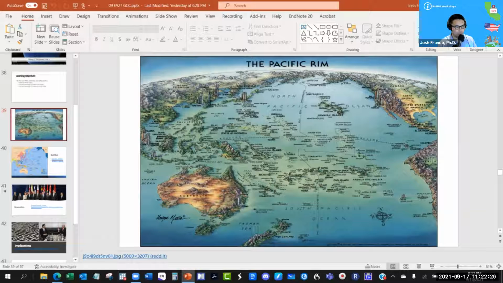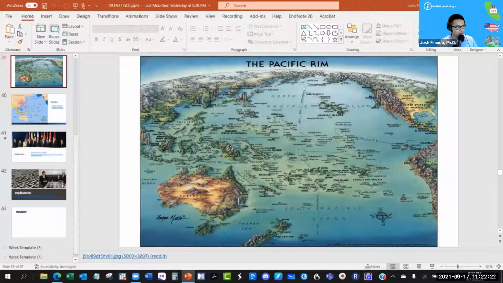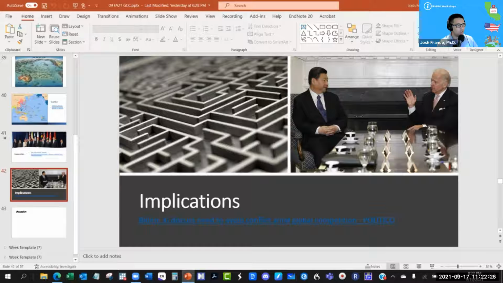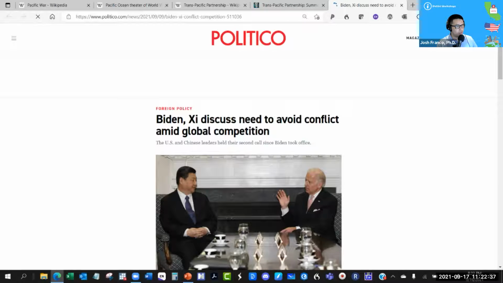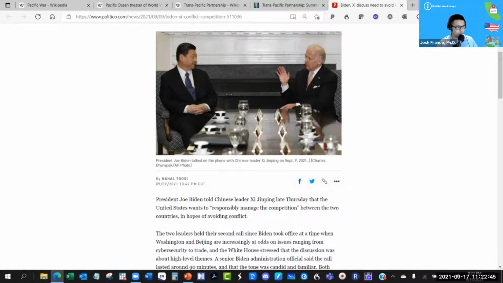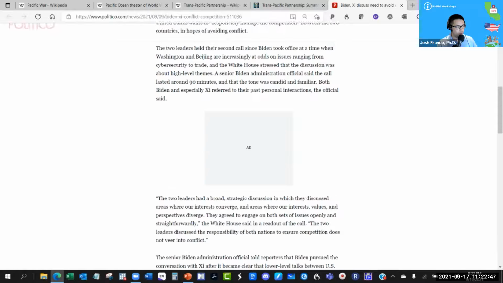But then that was not fulfilled by the incoming Trump administration. So what are some of the implications, right, of this conflict and this cooperation? So I'm going to go ahead and open up this article titled Biden and Xi, so President Biden now, and then President Xi of China discuss need to avoid conflict amid global competition. So this article was published just about a week ago, and I'll go ahead and go into read mode, and let's see if this can be read to us.